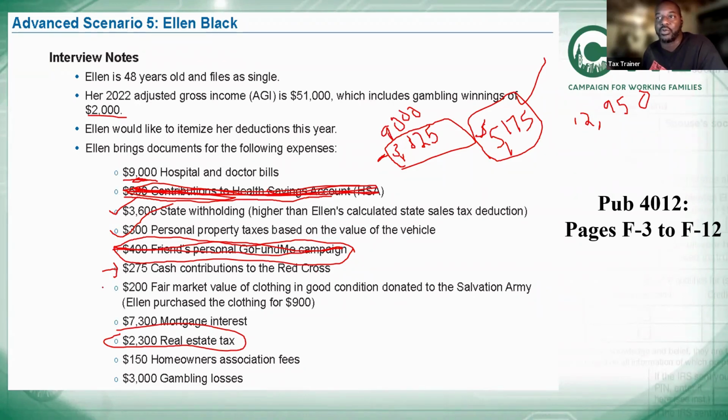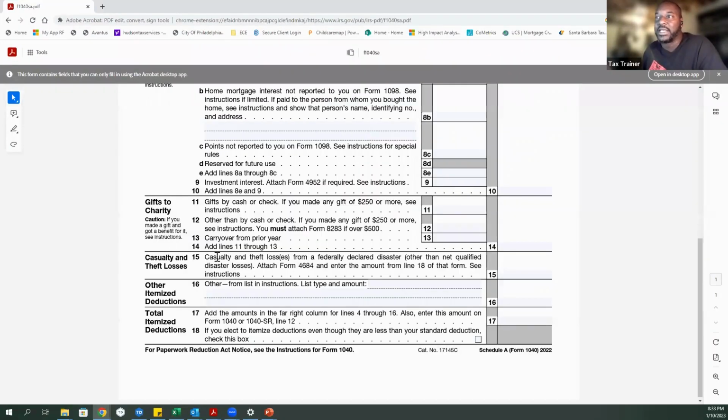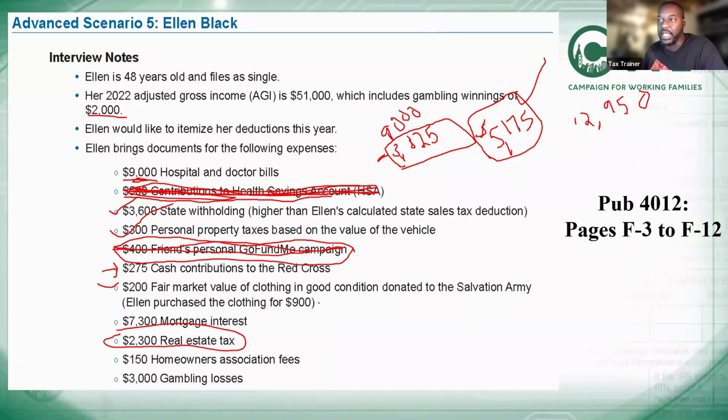How about the $200 fair market value of clothing? Yeah, because it's provided to the Salvation Army. So that would be called non-cash, other than cash or check. Again, if it's over 250, make sure you have backup for it. And if it's over 500, I need to attach an extra form, because the extra form is going to tell me what I paid for it.